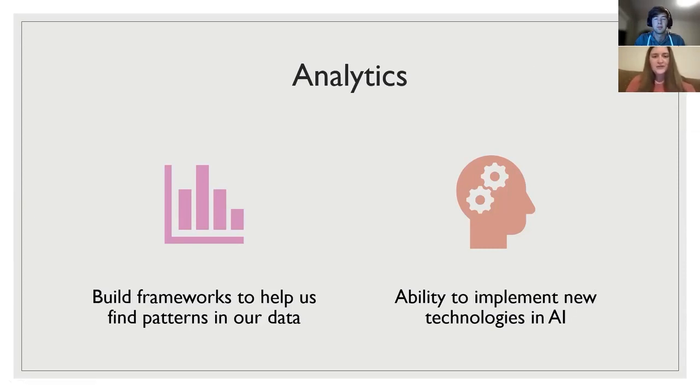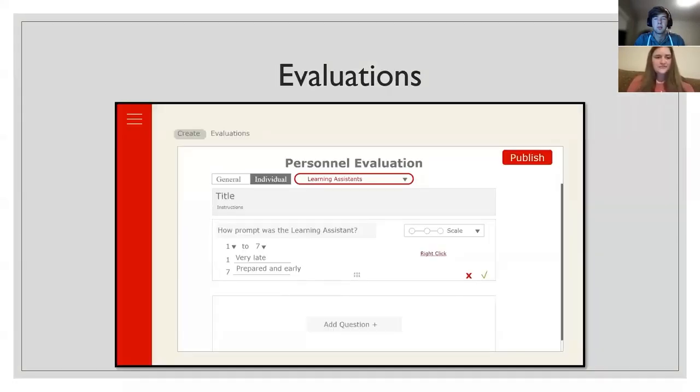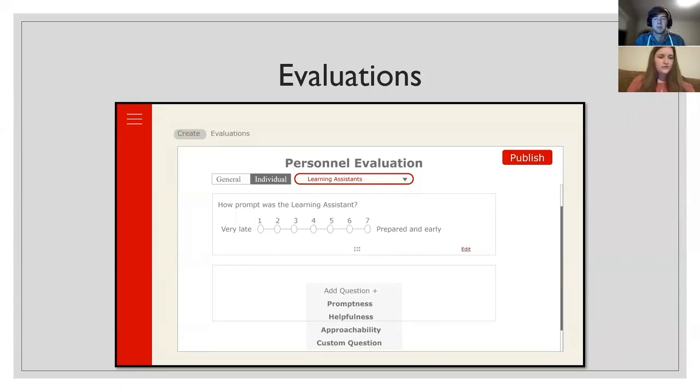So now we're going to show you the different wireframes that we created to have the different evaluations. So this first one here is just to create a different evaluation. We want to be able to edit them, modify the questions, delete questions if necessary. And then we also want to be able to have options for all of the different questions if we want to customize it or have it the different areas that we usually have the evaluations over, like promptness, helpfulness, approachability, and that sort of stuff.